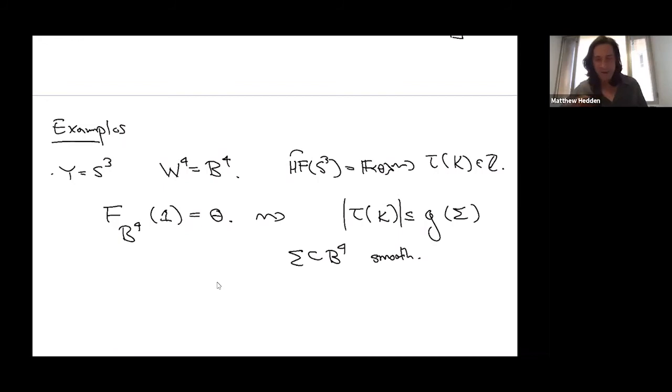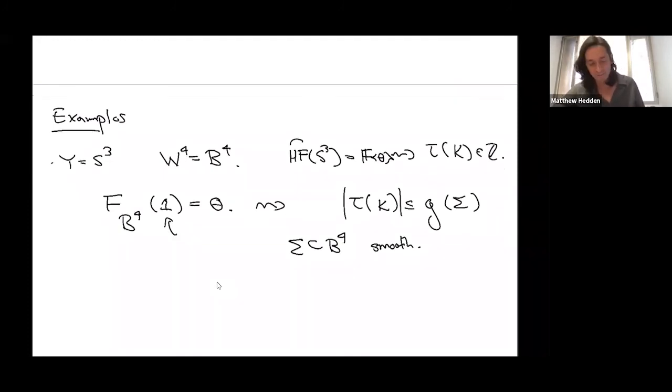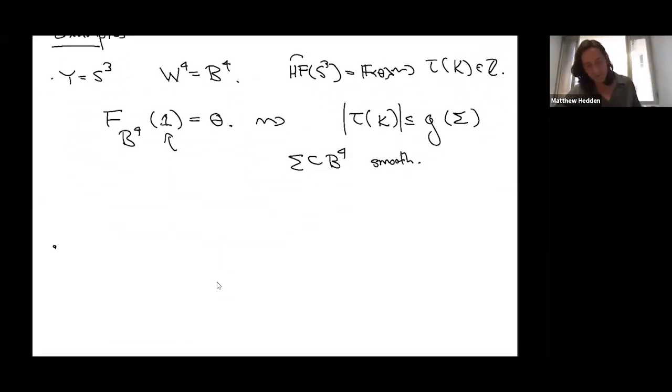Maybe as a word of convention, if I have a four manifold with only a single boundary component, then I just puncture that cobordism and regard it as a cobordism from the three sphere to the boundary. And then there's only one class, the element one, that I can consider in the incoming boundary.